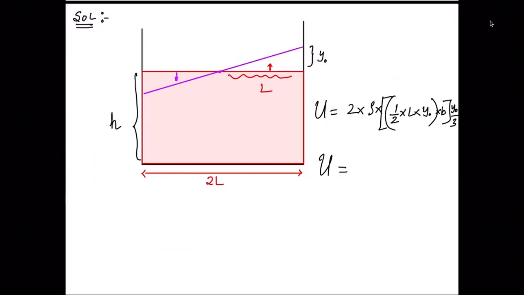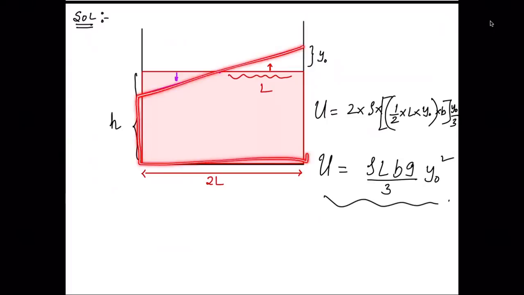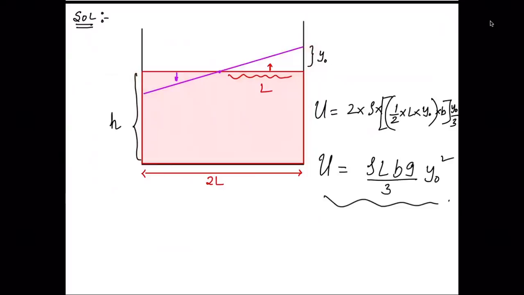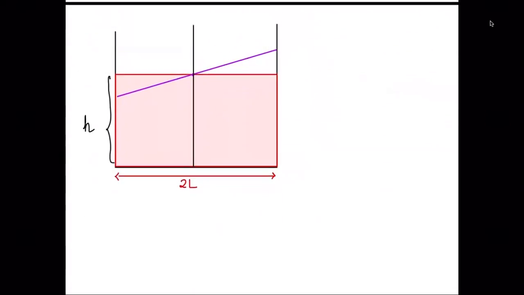So this will become what? This is rho L B G upon 3 into y naught squared. And this is my potential energy in this particular scenario when my water is in this state. It has fallen down by y naught and it has risen up by y naught. Right? The potential energy part is a very basic thing. Right now, coming to the kinetic energy part, we have to be a little bit careful.